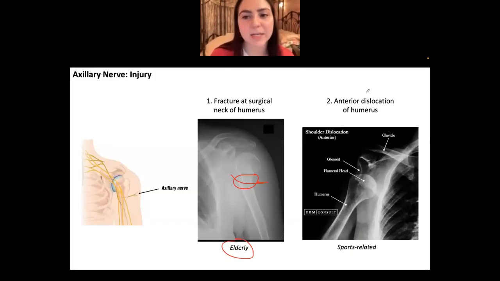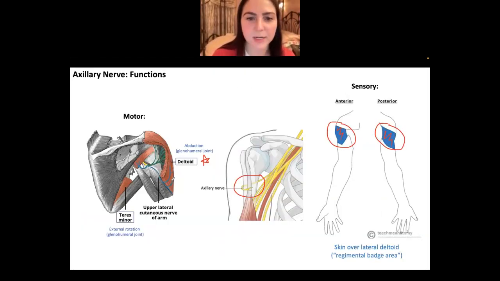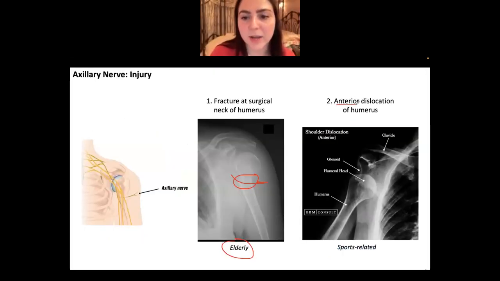Another thing is if you have an anterior dislocation of the humerus. I think this is a better picture to see it. The nerve wraps around in the back and then comes forward. So if you have an anterior dislocation of the humerus, imagine this coming out towards you, like on the screen, you can just bring the nerve with you and it can completely damage that nerve. So that's your anterior dislocation of the humerus. This is usually a sports-related injury. So someone's playing football, baseball, soccer, something like that. That's when you would get that anterior dislocation of the shoulder.